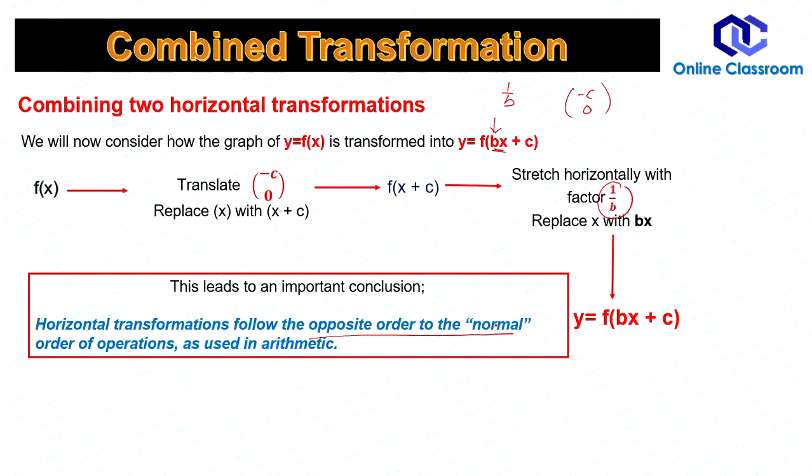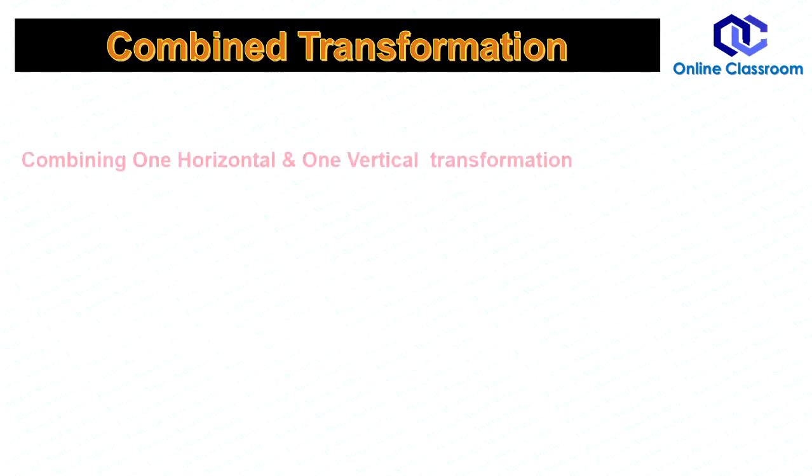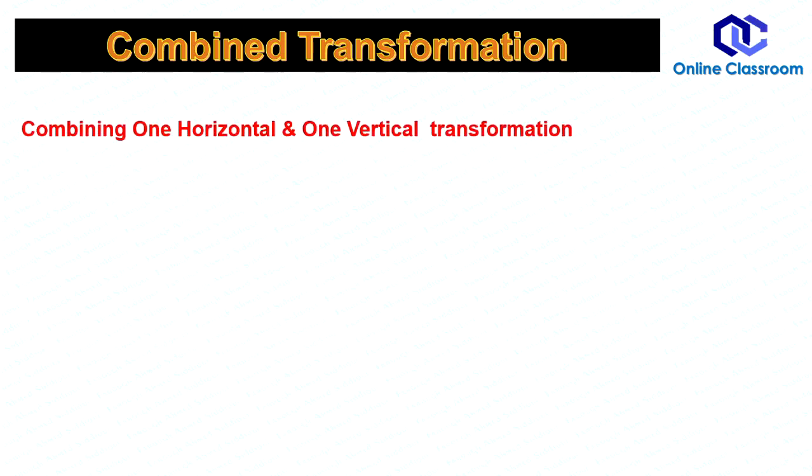Hopefully the idea is clear. Now what next? You may have one horizontal transformation and one vertical transformation, like stretch horizontally along the x-axis and then shifting vertically up. For example, if I'm writing here sine 2x plus 3, you see this transformation is horizontal and this one is vertical. How to treat this?